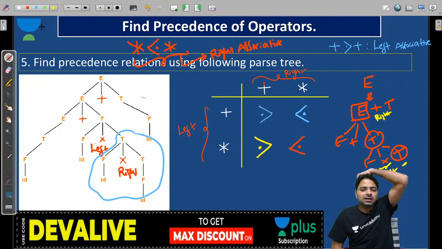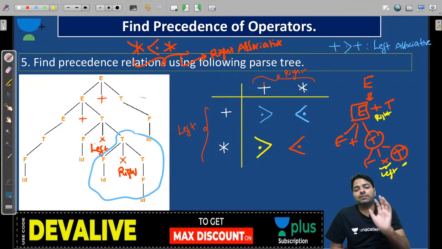Yes. Clear? So in this tree, you have every relation. Right? You have to do all this only after understanding everything. All right.